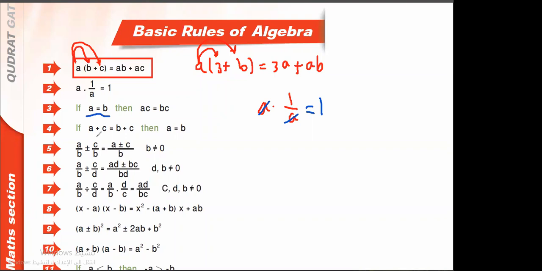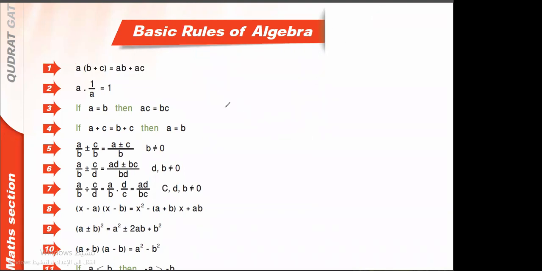Right. Number 4, if A plus C equals B plus C, when you add the same numbers on the left side and the right side, then A equals B. Okay, now the important things I have in fractions. How do you add fractions? How do you subtract fractions?